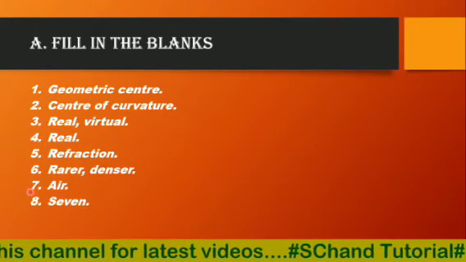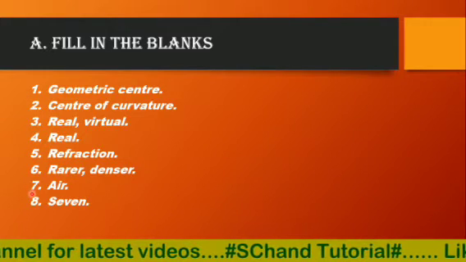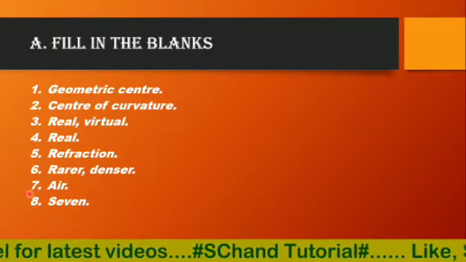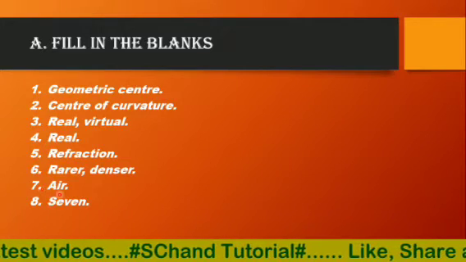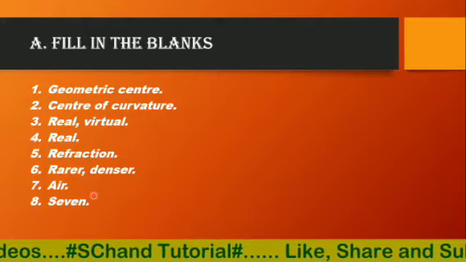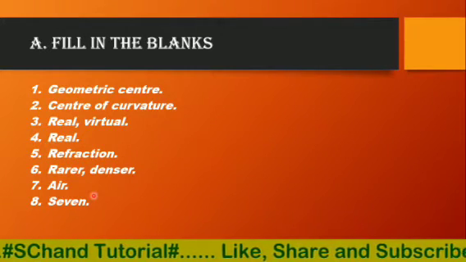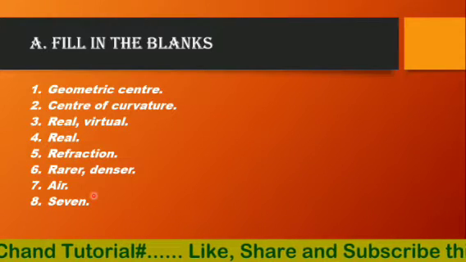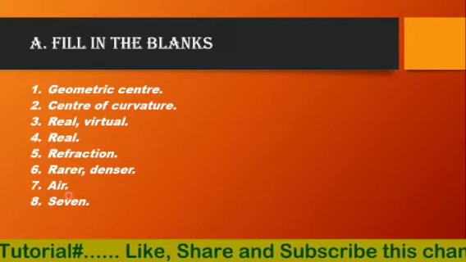Number 7, it is air and glass. Number 8, when light passes through a prism, it gets split up into 7 colors. So these are the fill in the blanks.